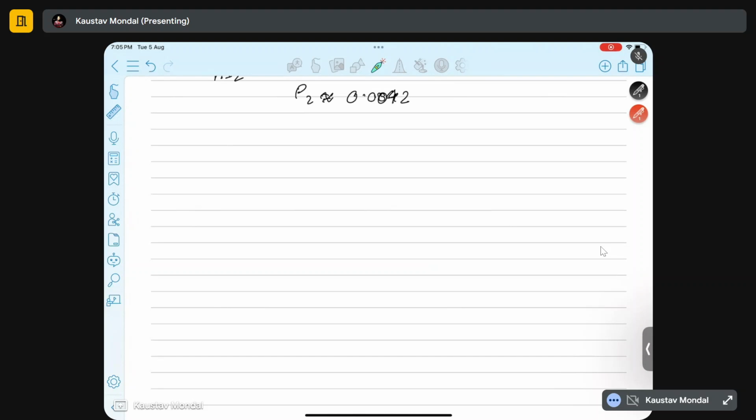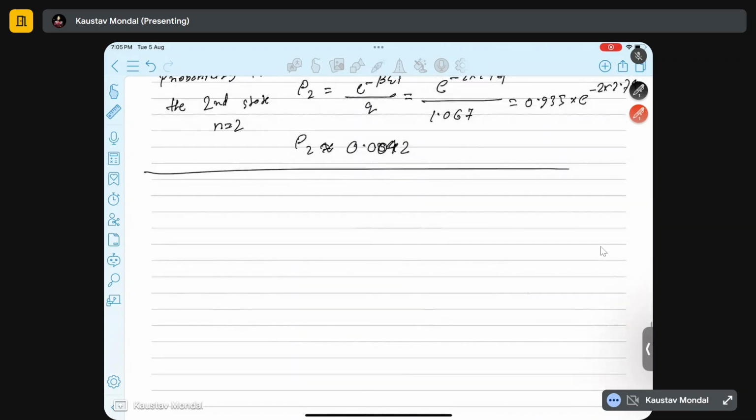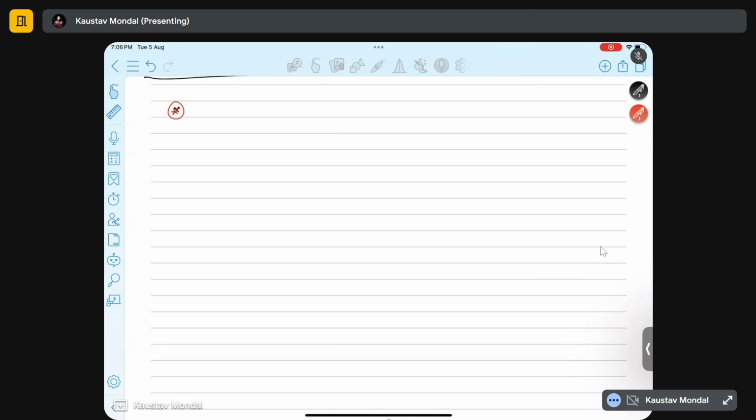So first we'll discuss the partition function of a particle moving in a 1D container of box length x.